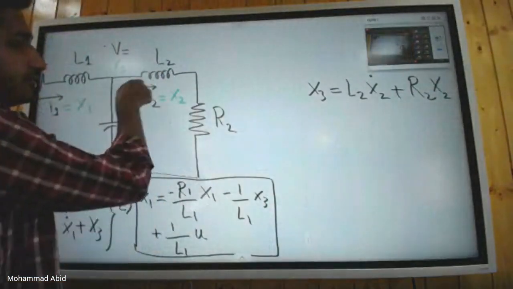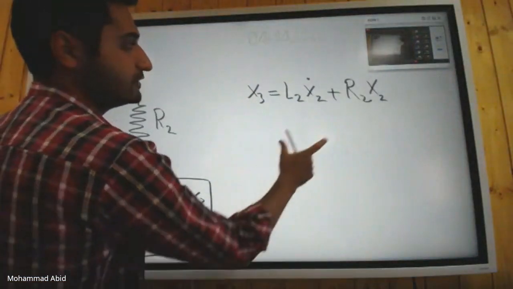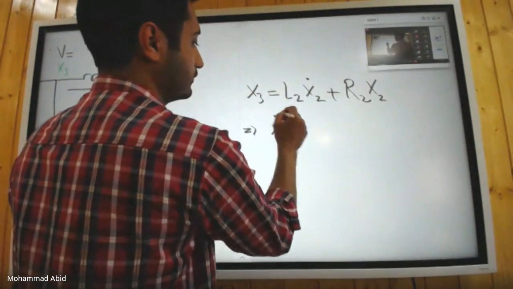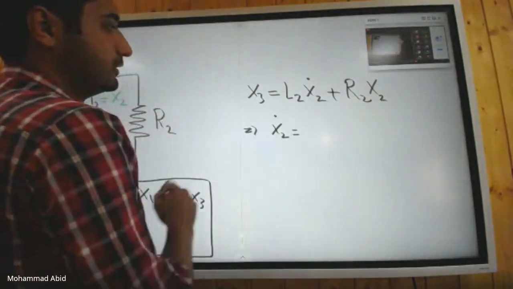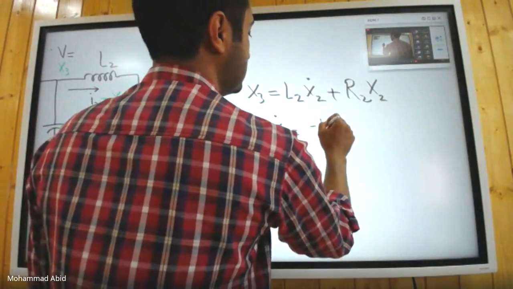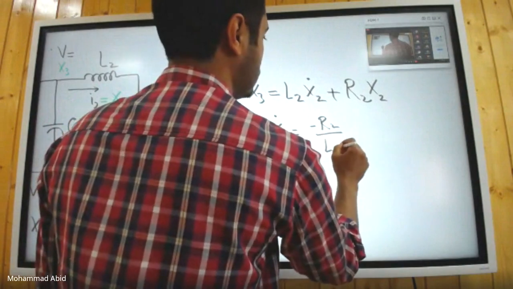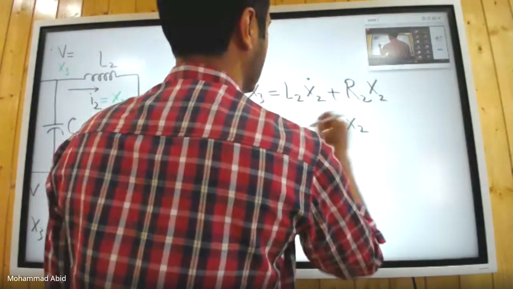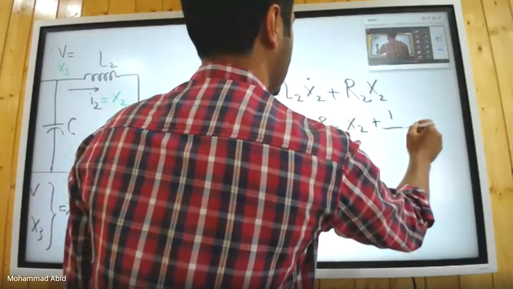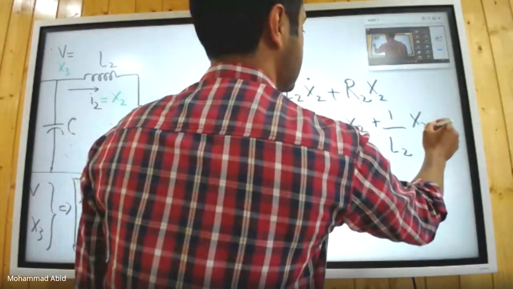So this is the KVL across this branch. Solve this equation for X2 dot. This will be minus R2 by L2 X2 plus 1 by L2 X3. Is it okay?